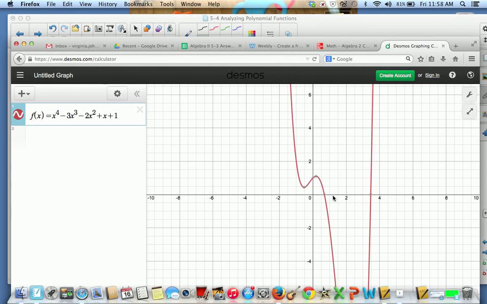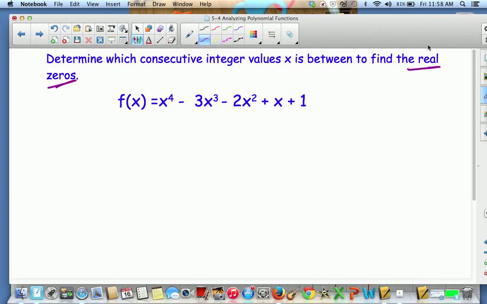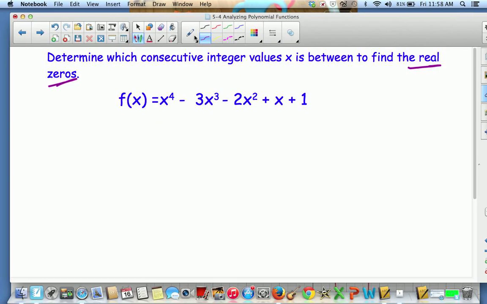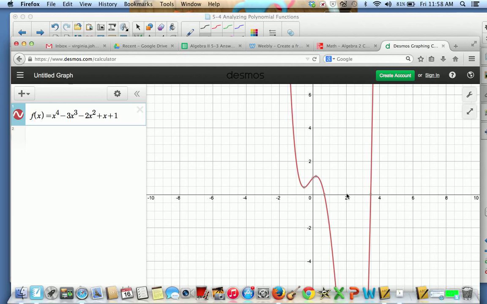So I went ahead and typed it in. Now I'm looking at my graph here. And if you notice, it's in between 0 and 1. And it's also in between 3 and 4. So that would be my answer for this. And you can look at your table as well. So we said between 0 and 1 and 3 and 4. So we have 2 zeros for this one on our Desmos. Alrighty.